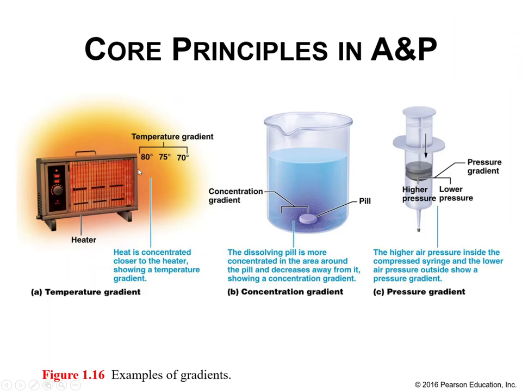So here we can see a temperature gradient. As we move away from the source, we get cooler. As we move away from the pill dissolving, the concentration of solutes gets lower. As we increase pressure, we decrease volume. So by pushing the syringe in, we're increasing the pressure because we're lowering the volume. So temperature gradient, concentration gradient, and pressure gradient.